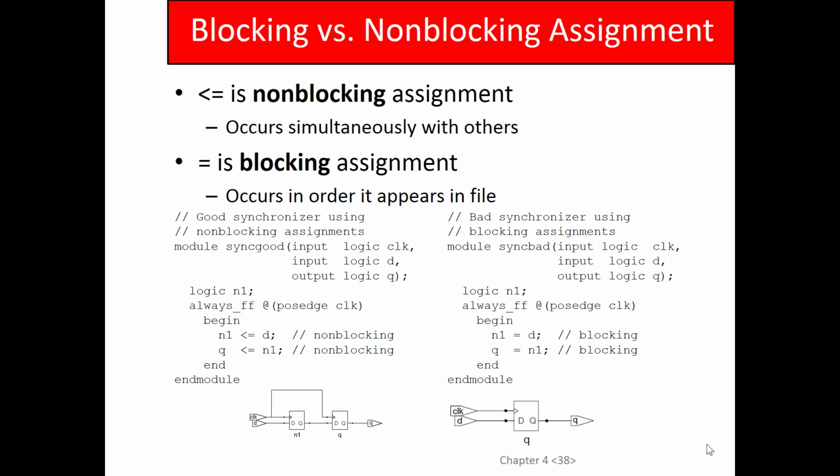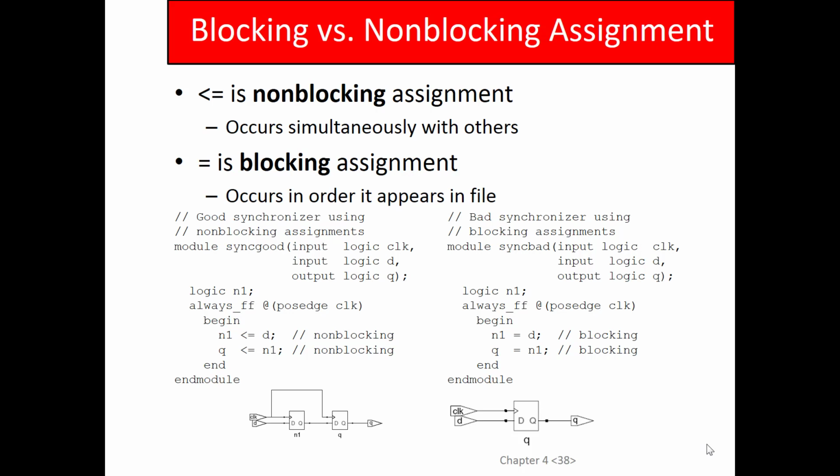Right? But when it does that, the second statement does not see the updated N1. It sees the old N1, not the new N1, right? So this statement ends up becoming synthesized as two flip-flops connected in series, meaning that whenever this updates, I'm going to put D into N1, and then I am going to put into Q, not what's in D, but what was previously in N1. Which means that this is going to create a 2-cycle delay between D and Q.